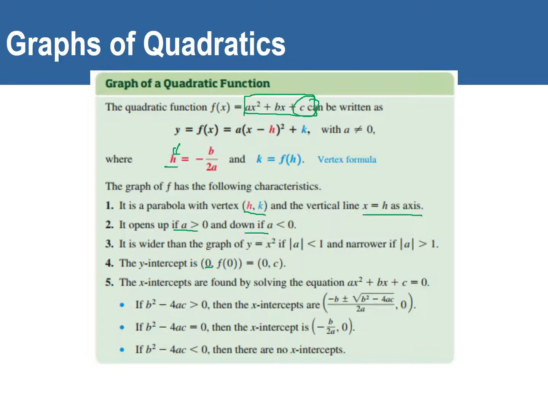The x-intercept can be solved by using the quadratic formula, ax squared plus bx plus c is 0. When b squared minus 4ac is positive, then the intercepts are going to be minus b plus or minus the square root of b squared minus 4ac all over 2a, comma 0. When it equals 0, the x-intercept is minus b over 2a, 0. And when the discriminant here is negative, then you don't have any x-intercepts at all.